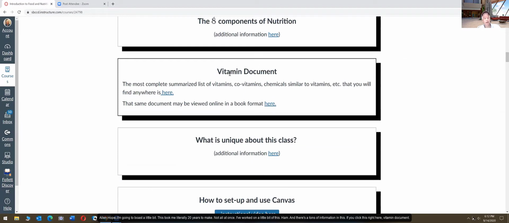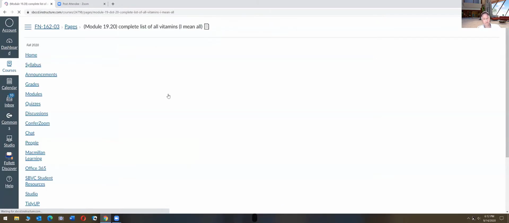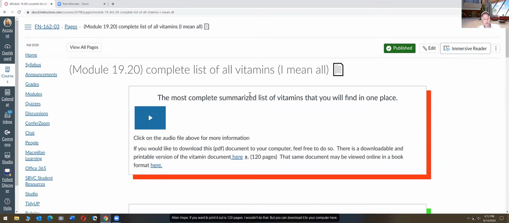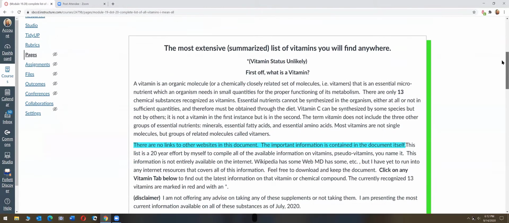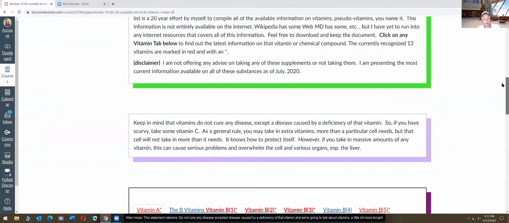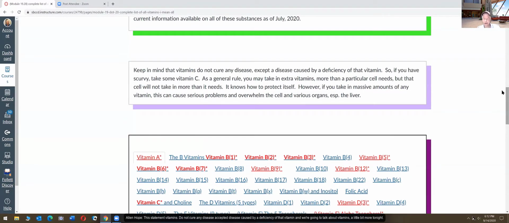This document right here, I'm going to boast a little bit. This took me literally 20 years to make, not all at once. I've worked on it a little bit at a time. And there's tons of information in this. If you click this right here, vitamin document, this document, if you want to print it out, is 120 pages. I wouldn't do that, but you can download it to your computer here and save it. But if you go down here, it talks about my history of doing this, etc. This statement: vitamins do not cure any disease except the disease caused by a deficiency of that vitamin. And we're going to talk about vitamins a little bit more tonight.